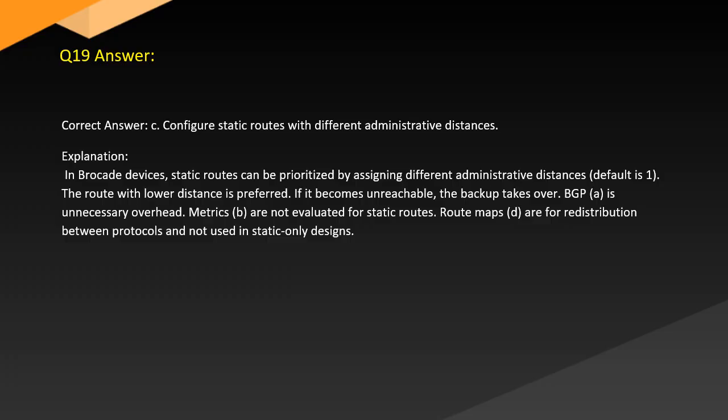Answer. Correct answer C. Configure static routes with different administrative distances. Explanation. In Brocade devices, static routes can be prioritized by assigning different administrative distances. Default is 1. A route with lower distance is preferred. If it becomes unreachable, the backup takes over. BGP A is unnecessary overhead. Metrics B are not evaluated for static routes. Route maps D are for redistribution, but protocols are not used in static-only designs.